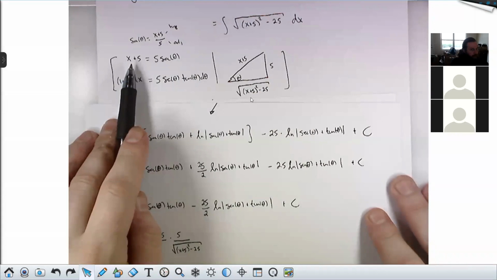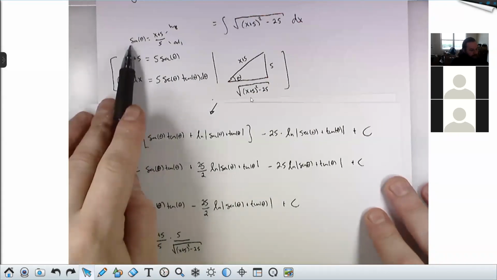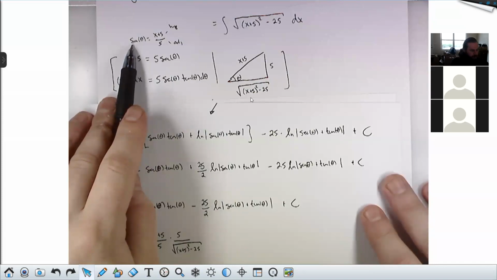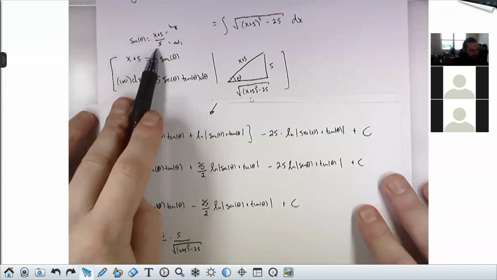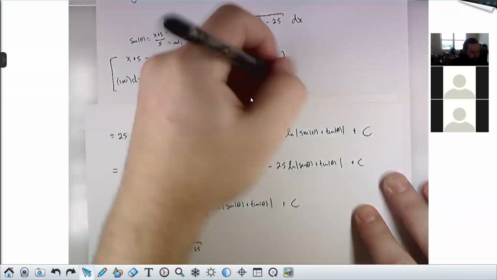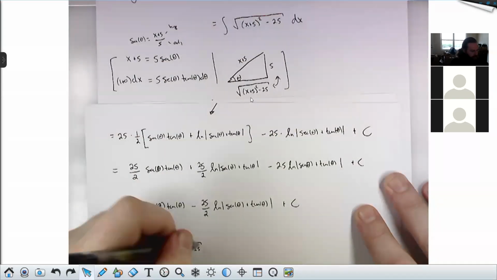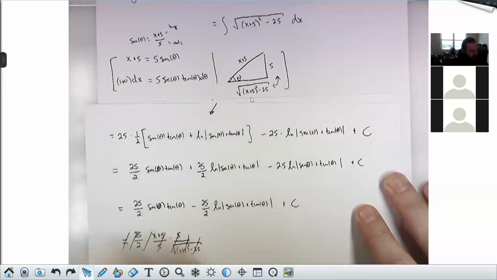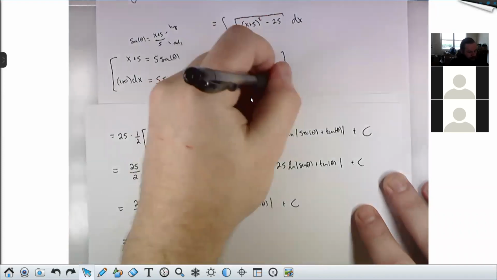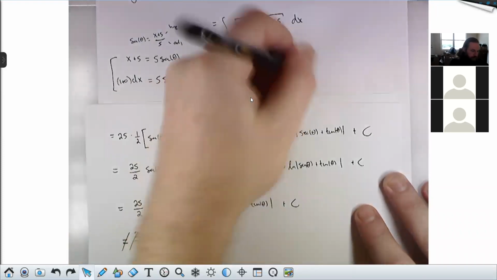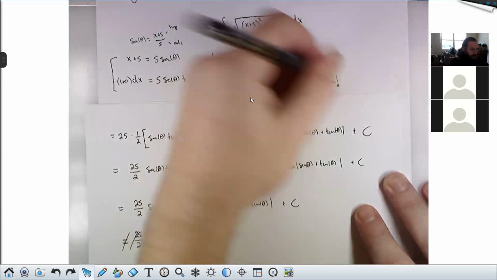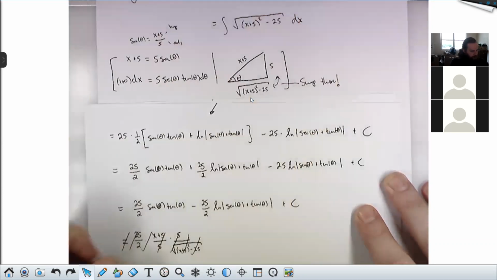So secant is the reciprocal of cosine. Cosine is adjacent over hypotenuse. So secant should be hypotenuse over adjacent. Oh, yeah, I wrote it correctly here. Yeah, I've got these switched. I'm so sorry. You're absolutely right. Yeah, I swapped these.